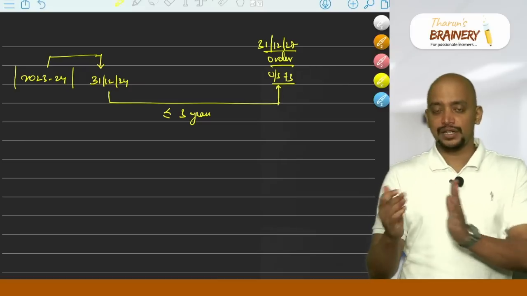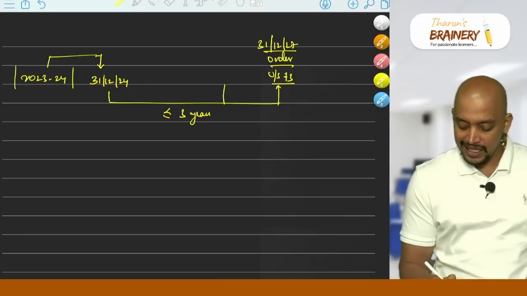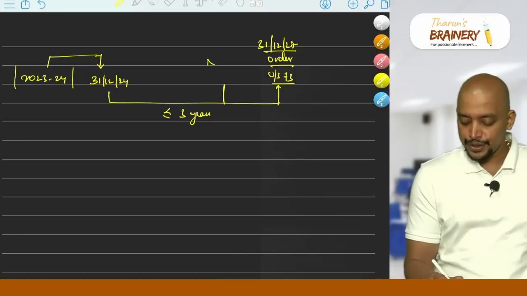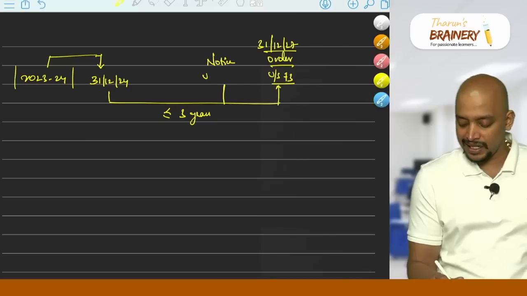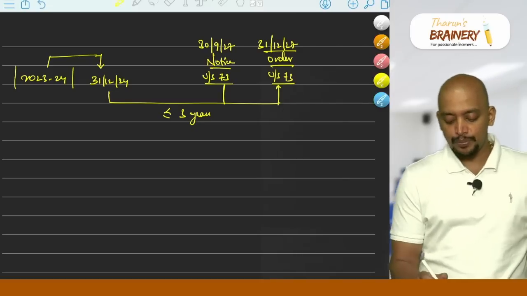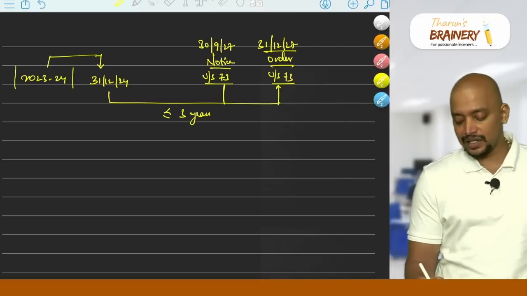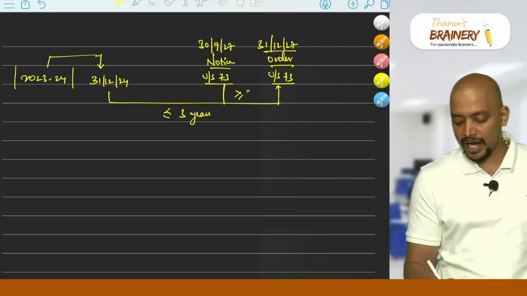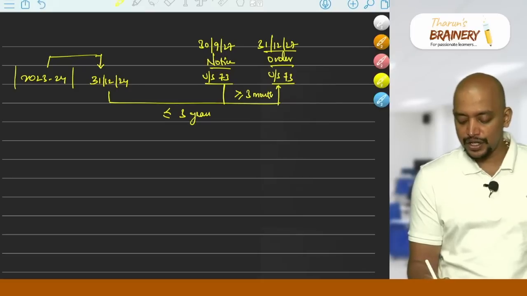From the order time, there is a notice that should be given at least 3 months before. So notice under section 73 should be given by a maximum of 39/2027. So between this notice and the order, there should be a minimum gap of 3 months. So this we need to maintain.